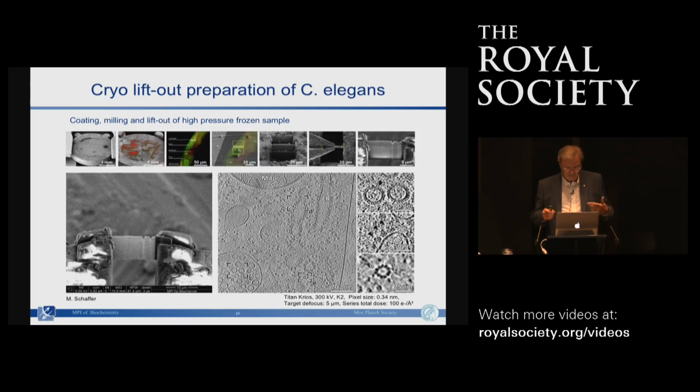With a cryo gripper, we transfer it as shown in this little movie here. We have to transfer it to a second holder, and then we can, in the focused ion beam, mill it further to the desired thickness.